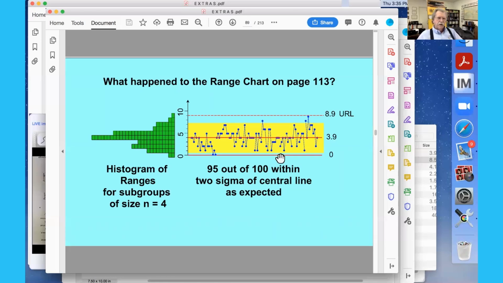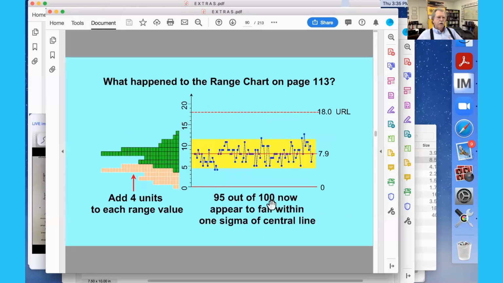But in answer to your question here, what happens when we add 4 to every value in the ranges? Well, that puts all the ranges up on stilts. The average becomes 7.9, and the upper limit gets blown up, and we have 95 out of 100 looking like they fall within 1 sigma of the central line. And it's this constant difference that occurs inside each subgroup. And that's what we get out of stratification.